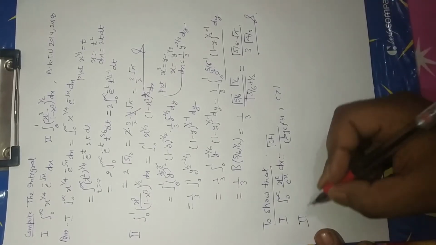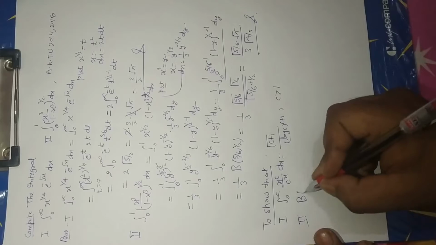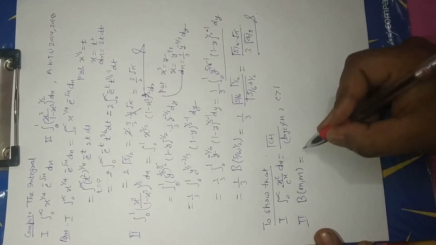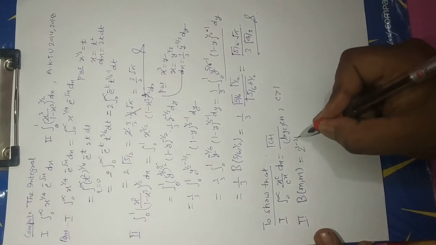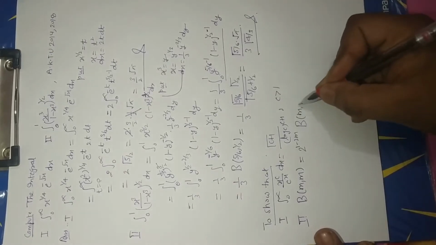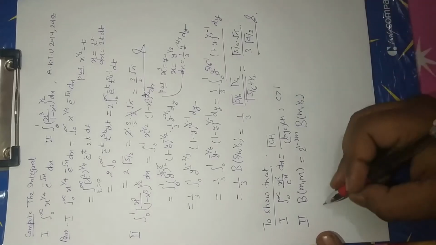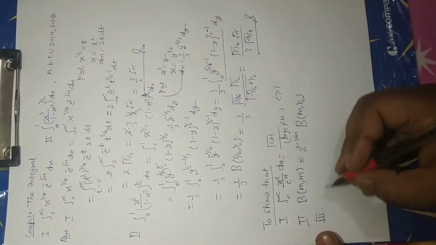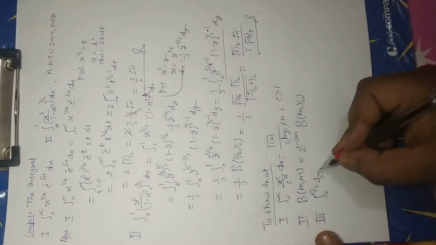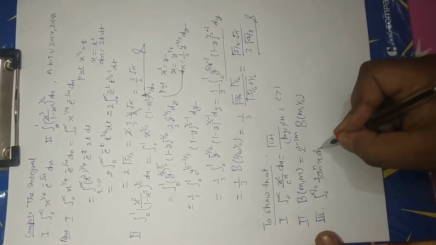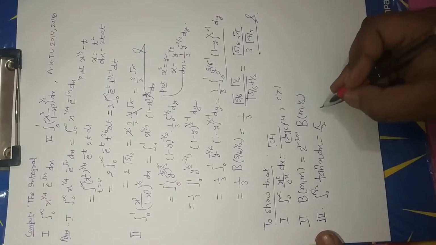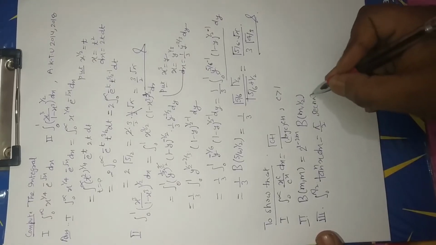Now second part: beta m m equals 2 to the power 1 minus 2m beta m comma half. Now third part: integral limit 0 to pi by 2 tan to the power n x dx. The value of this is pi by 2 sec n pi by 2.